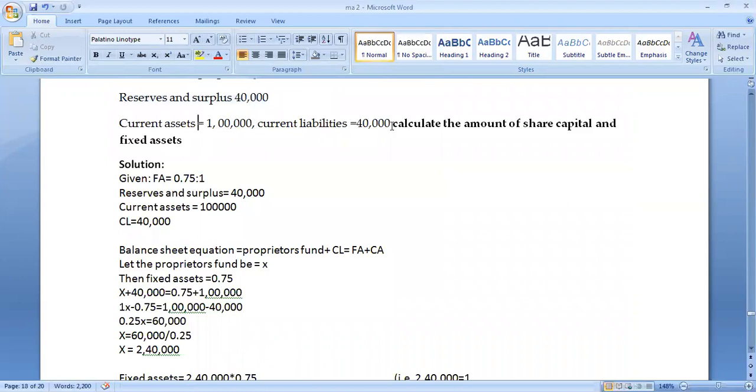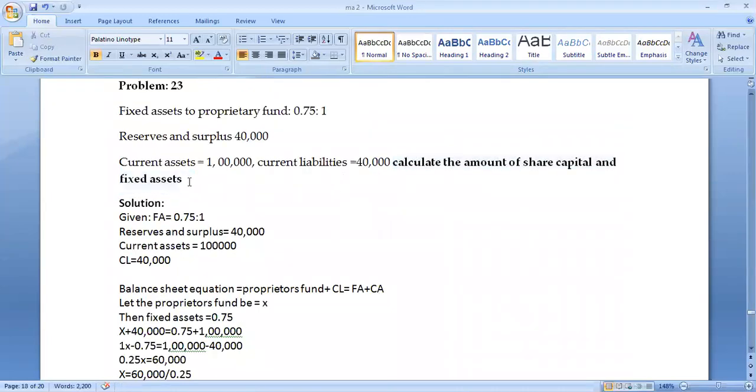So what you have to compute is the amount of share capital and the fixed assets. Okay. You need to calculate the fixed assets. Here the current assets information is given. You need to calculate the fixed assets. And there is also share capital information given.